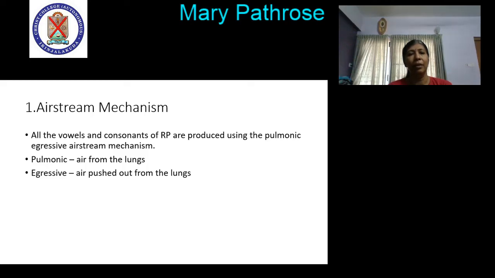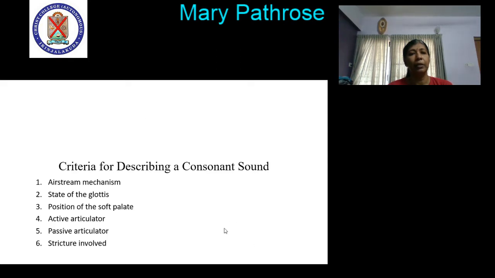Hello everyone. Today we are going to discuss the criteria required to describe consonant sounds. As you know, there are 44 sounds in RP. Of these, 24 are consonants and the remaining 20 are vowels. So we are going to look at how we can describe a consonant sound. We have to consider 6 factors or 6 criteria while describing consonant sounds.